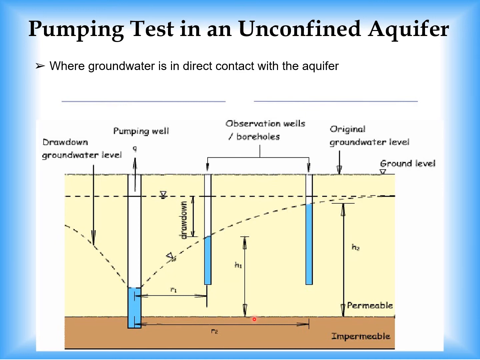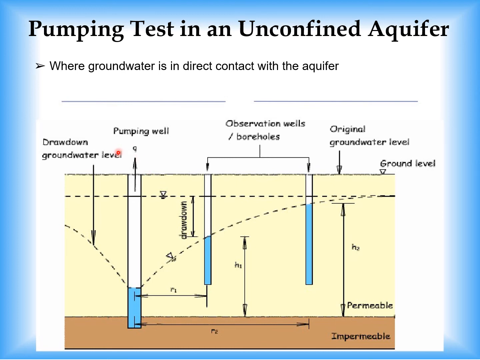Similar to the confined case, H1 is the distance from the impermeable layer to the drawdown level for observation well 1. For H2, it is the distance from the impermeable layer to the drawdown level for observation well 2. Alright, and then you look at this. For the pumping well, we have the Q value. Q is the discharge in meter cube per second.